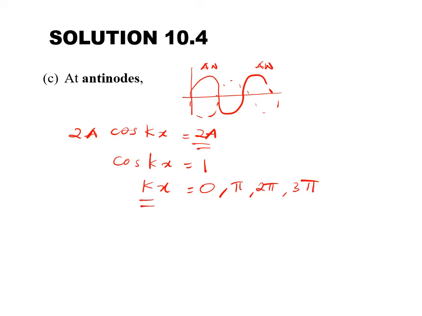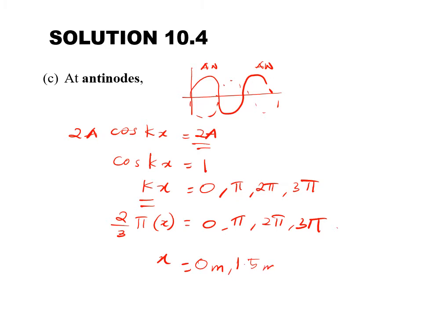So then you substitute the value of the wave number just now. You have 2/3 pi times our x, equal to 0 pi, 2 pi and 3 pi. So for the value of x, you have to divide: 0 times 3/2, you will get 0 meters. 2 pi times 3 divided by 2, you'll get 1.5 meters and 3 meters.